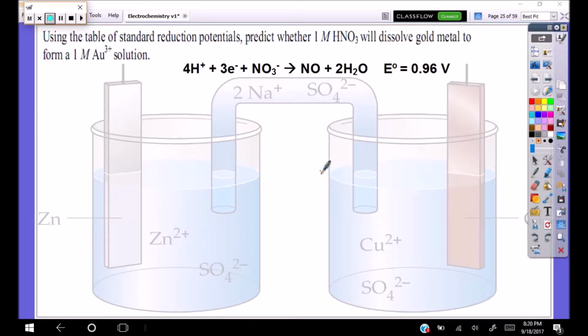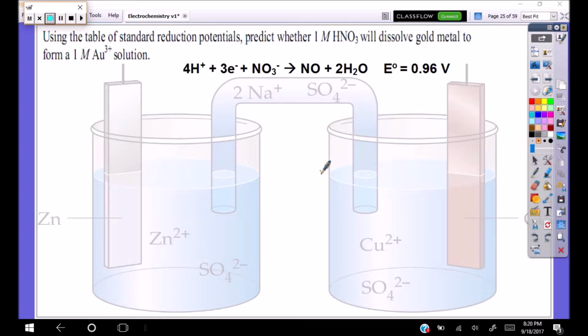Okay, so here's an example of one of the questions you might see. It says, using the table of standard reduction potentials, predict whether 1 molar nitric acid will dissolve gold metal to form a 1 molar gold 3+ ion solution.